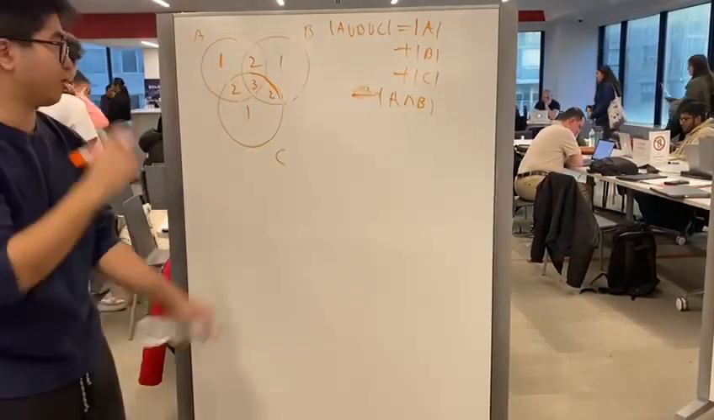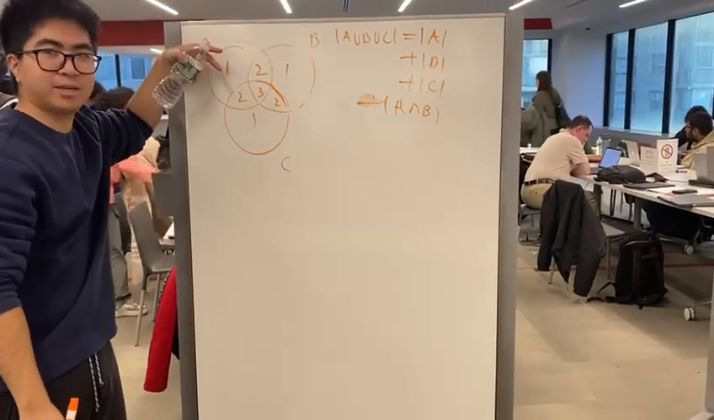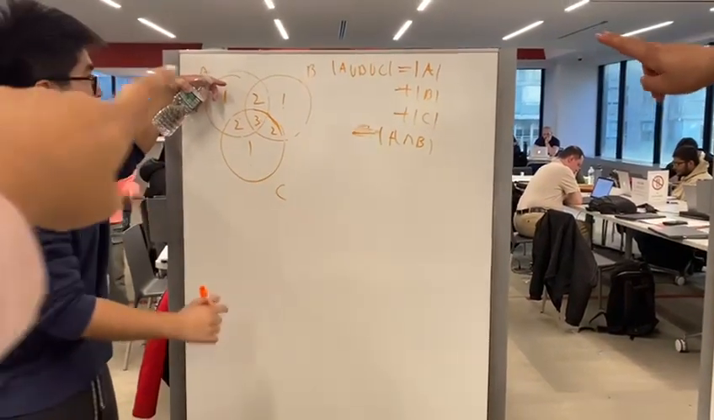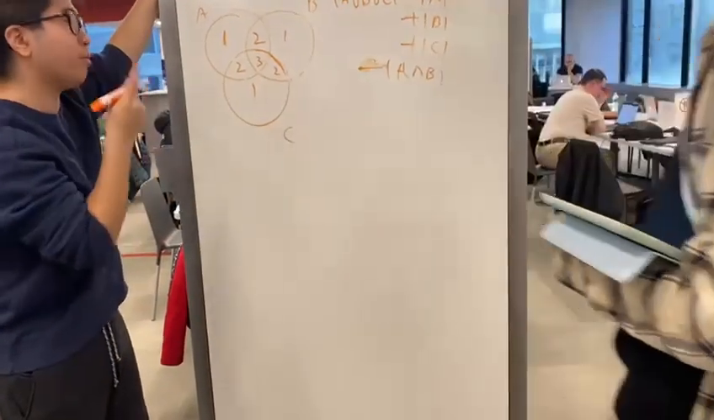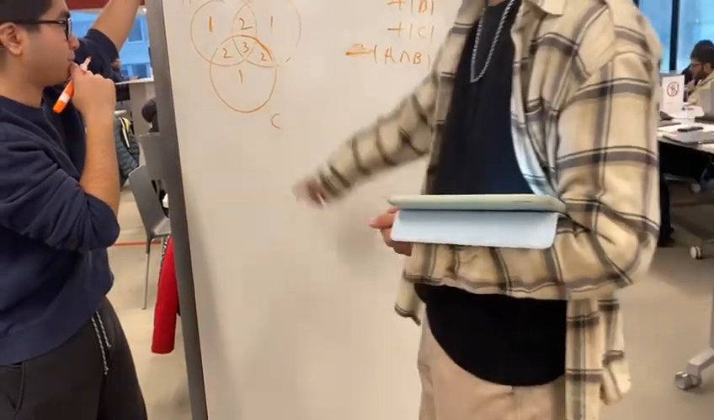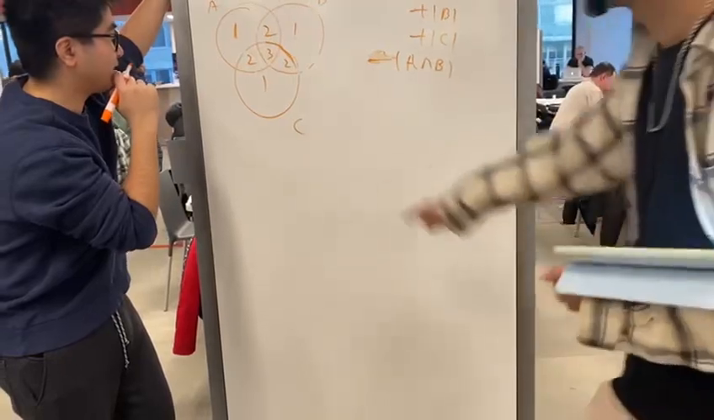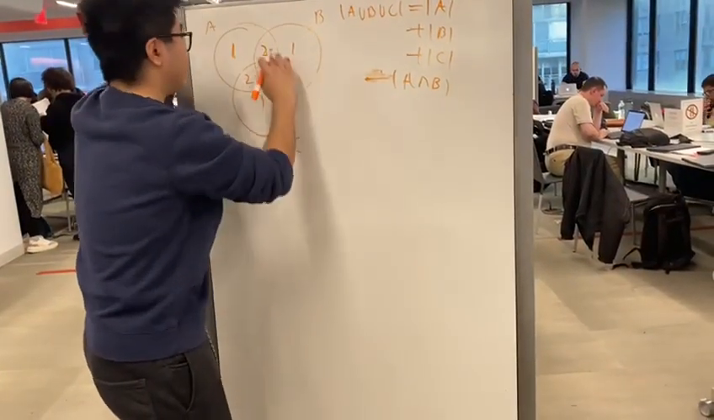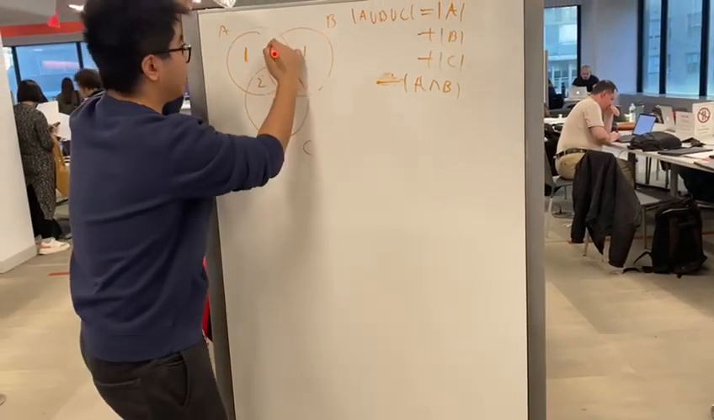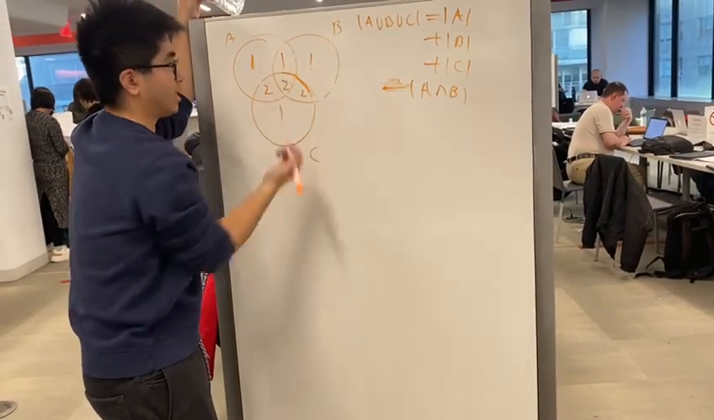Can I have a volunteer: which parts are A intersect B? Which two? There's that one, and one more. Wait, point again? No, the 3. Yeah, the 3. And so when you subtract out A intersect B, we're going to get rid of this part, so we're only going to count it once now. Once. And now we're only going to count this part twice.